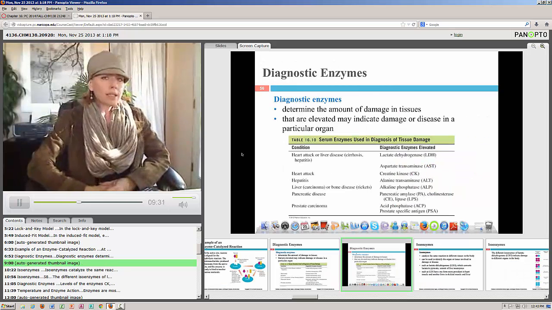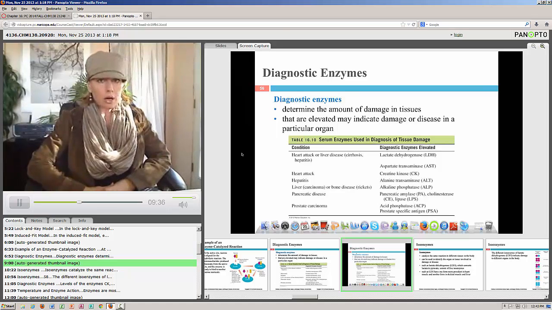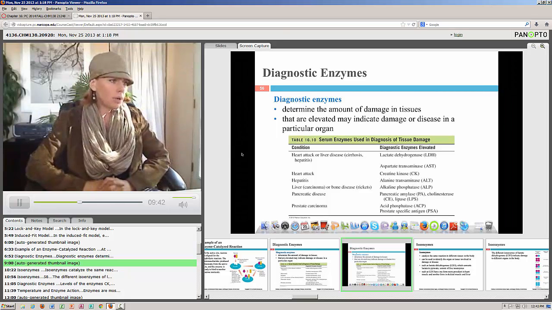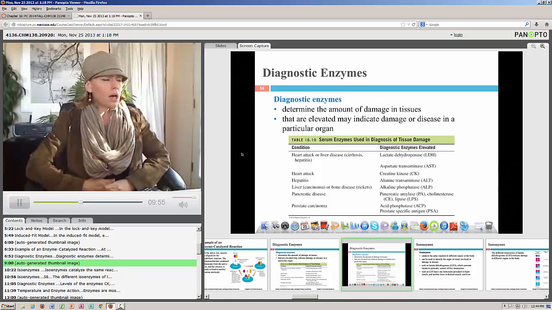So diagnostic enzymes are enzymes that we look for in the body when certain conditions are taking place. We'll express more of that enzyme when there's those conditions taking place. For instance, the body will release some LDH, high levels of LDH, when there's a heart attack or liver disease present. And there are other types of diagnostic enzymes that we use to look at the levels of.